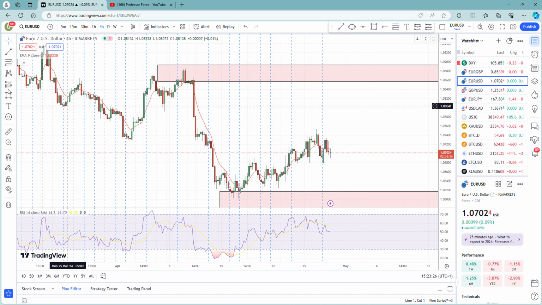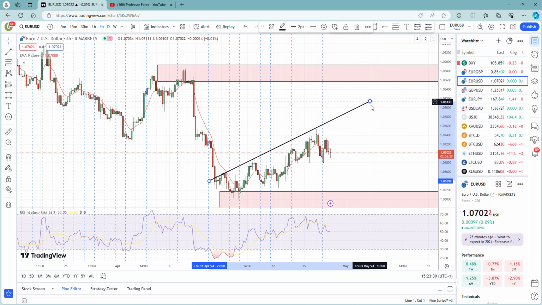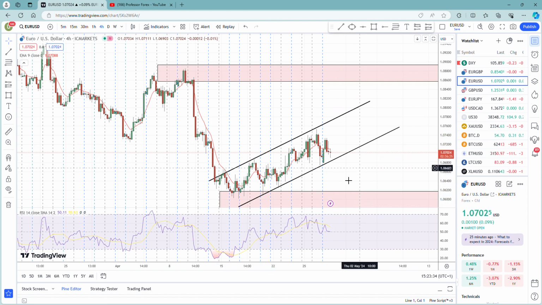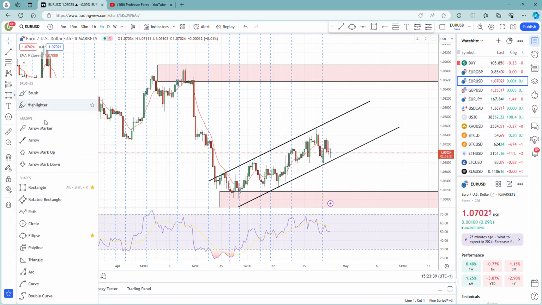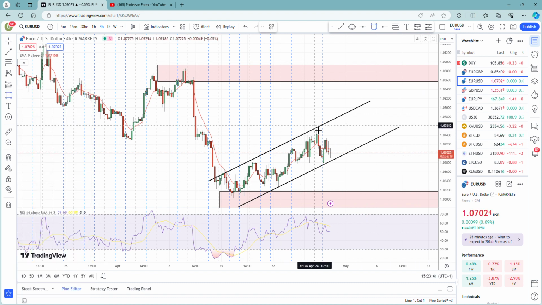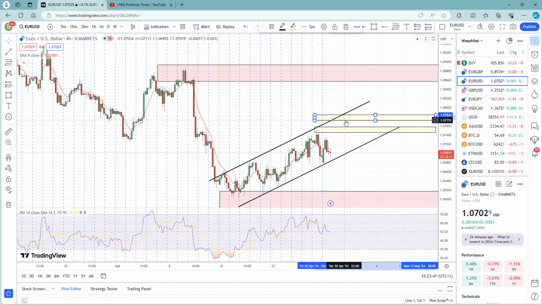To aid your analysis as well, you can draw your trend lines to help visualize and predict where price goes next. Now that I've done that, you want to get the rectangle on H4 and repeat the process. You always want to identify your support and resistance levels. Key support there, key resistance, and support is here.